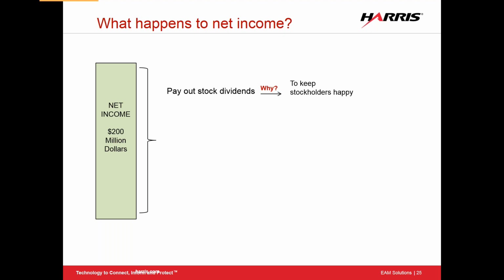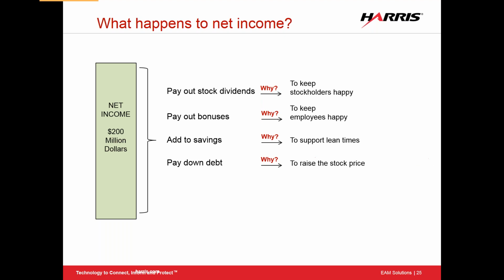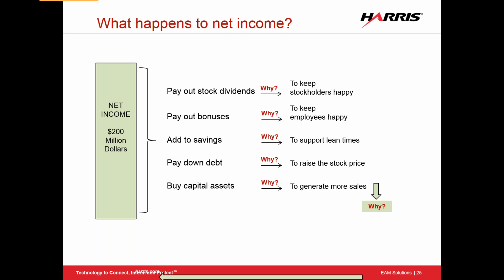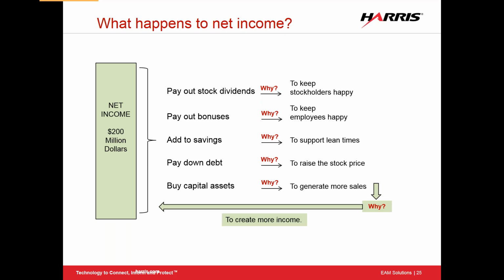So, all right, we have all this net income. We pay out stock dividends. Why? Well, we want to keep the stockholders happy. We pay out bonuses to keep employees happy. We add to savings to support lean times because, as we all know, business is very cyclical. Markets go up and down. We pay down our debt to raise our stock price. We buy capital assets to generate more sales. Why? If anybody has young children, you know about the why thing, right? They keep asking why. Why this? Why that? All right. Well, the answer to this why is to create more income. And the cycle repeats itself.